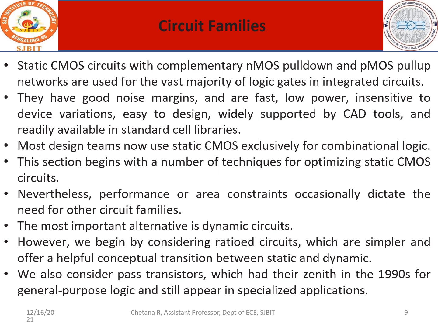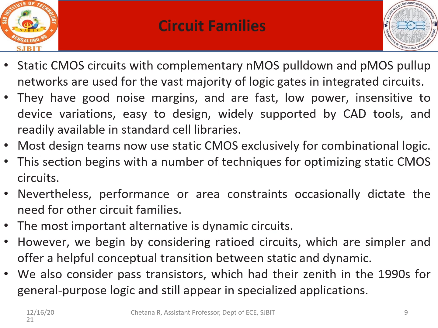Therefore, in this section we are going to understand a number of techniques for optimizing static CMOS circuits. How to optimize the static CMOS circuits is what the focus is all about. So the performance or area constraints occasionally dictate the need for other circuit families. So based on the performance and the area requirement, we go for an optimized circuit with respect to CMOS, and of which the most important one is the dynamic circuit. However, dynamic circuits will be deferred. We'll talk about this later on, but right now we'll consider the ratioed circuits, which are simpler and they offer a helpful transition between static and dynamic.